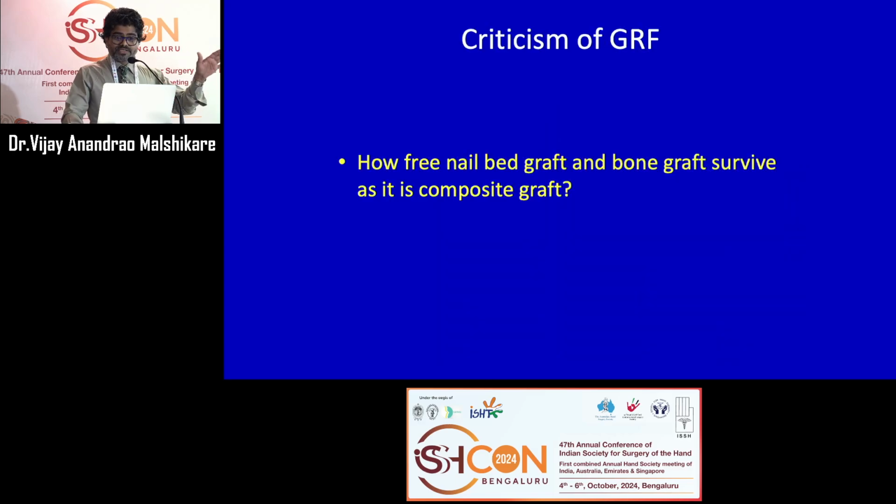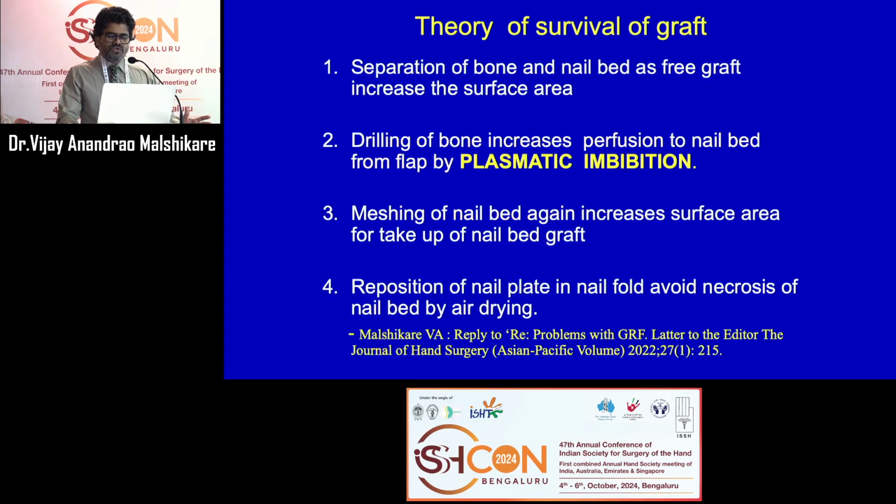So what is the criticism of JRF? How does a free nail bed and bone graft survive, as it is a composite graft? So this is the theory. Separation of the bone and the nail bed as free grafts increases surface area. Drilling of the bone in the procedure increases the perfusion to the nail bed from the flap by plasmatic imbibition. Meshing the nail bed again increases the surface area to take up the nail bed graft, and repositioning of the nail plate in the nail fold avoids necrosis of the nail bed by air drying.